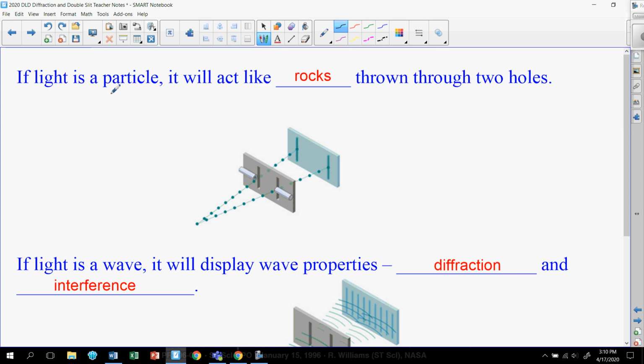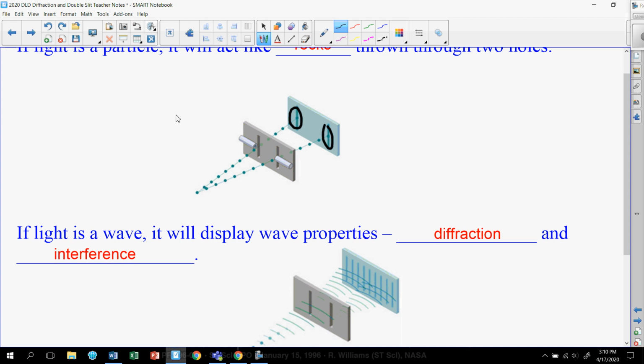If light was a particle, if light behaved like a bunch of rocks, then it would act like a bunch of rocks. If I were to throw a bunch of rocks through two windows, and we marked where they hit every single time, we'd have an area here and an area here where those rocks would hit, because the rocks aren't going to spread out when they go through the window. They're just going to go in a straight line. So this is what you would expect to see if light was a particle. What Young discovered, though, is that it didn't work like that.